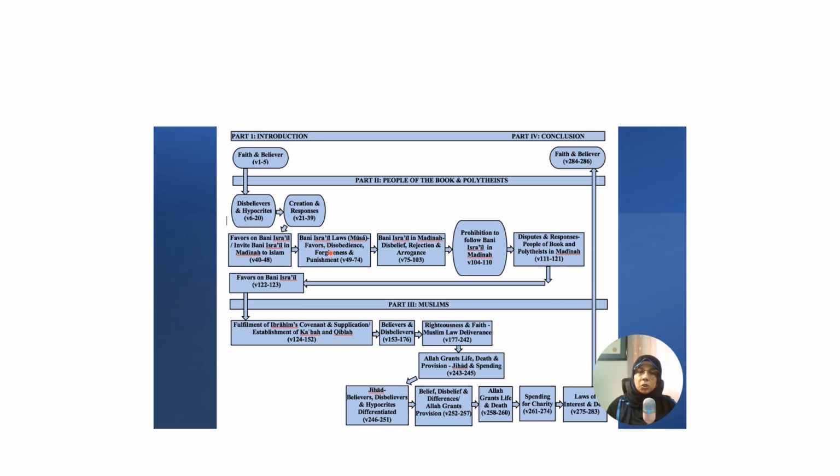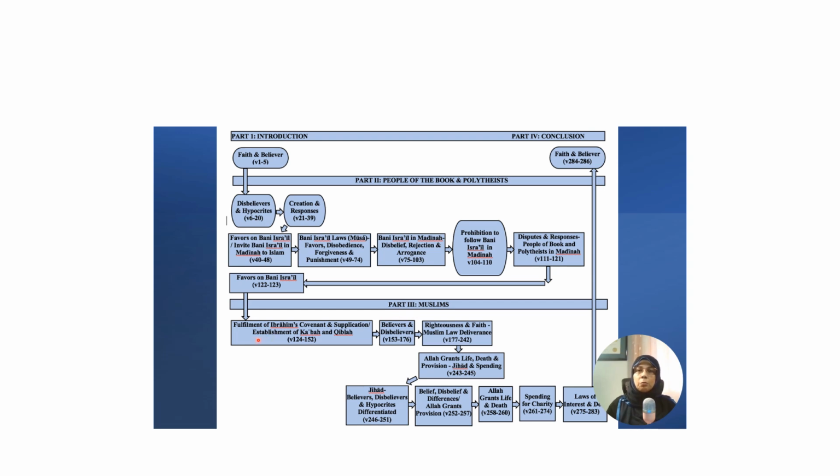Notice there is another small ring pattern here that we can observe. Allah addresses Bani Israel of Medina first, then Bani Israel of Musa, and then again Bani Israel of Medina. Then there is this section when people of the book and the polytheists dispute, and Allah provides arguments. So once again, we saw this middle ring pattern that started with the favors on Bani Israel and ended the same way before moving on to the topic of Muslims.